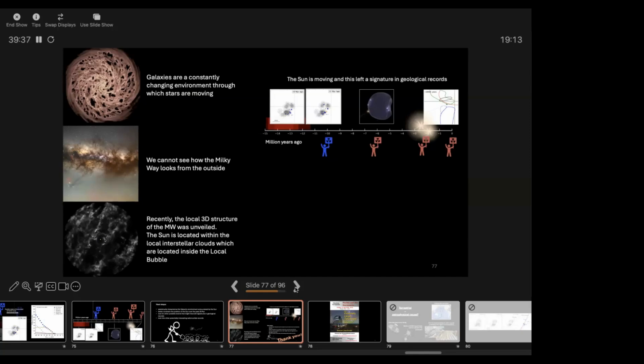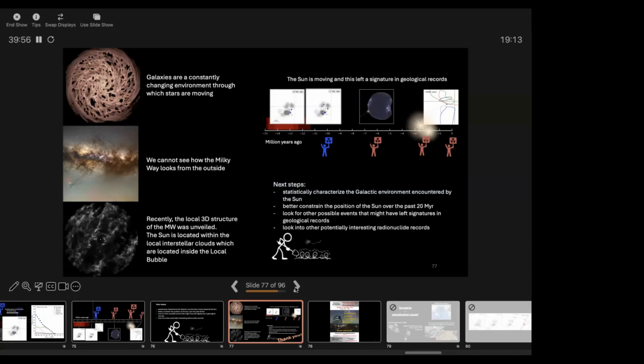Then the sun was inside the local bubble. Some supernova explosions happened, and then we have another signature in iron 60. And then we reached the current location by entering the local interstellar clouds, and we see now iron 60 raining on our heads. And yeah, the next steps I already told you. So I thank you for the attention, and I'm happy to answer any questions.